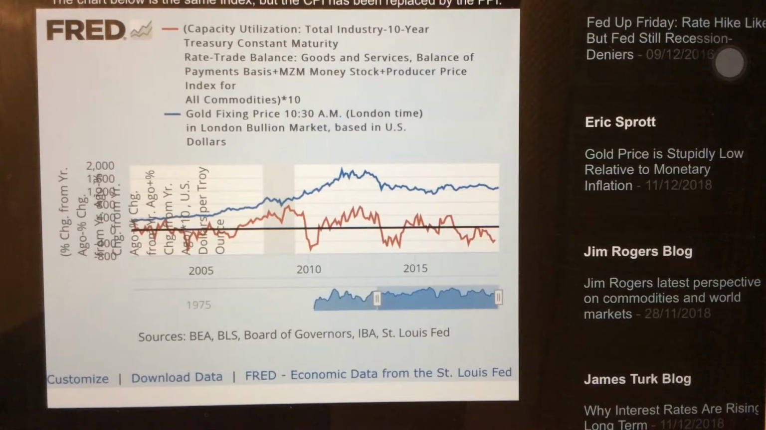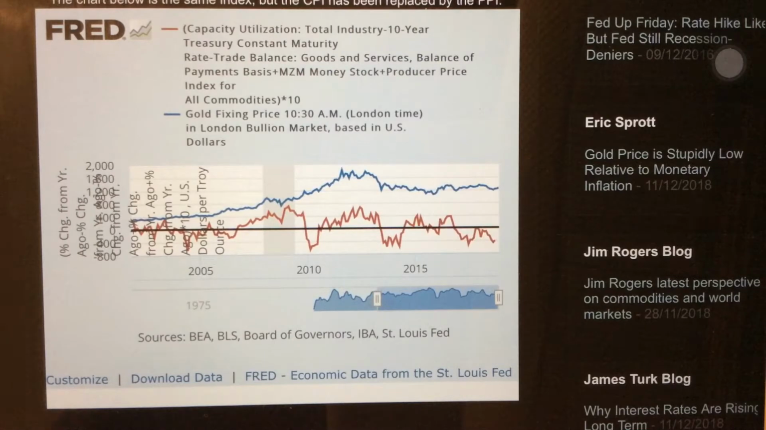Alright, in this video we are going to make an update on the gold forecaster index, and this index uses a lot of leading indicators to predict the gold price. So let's start with it.